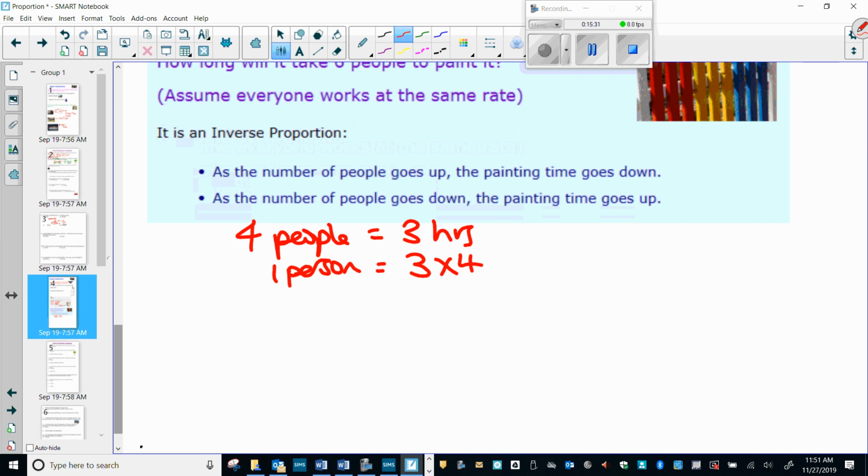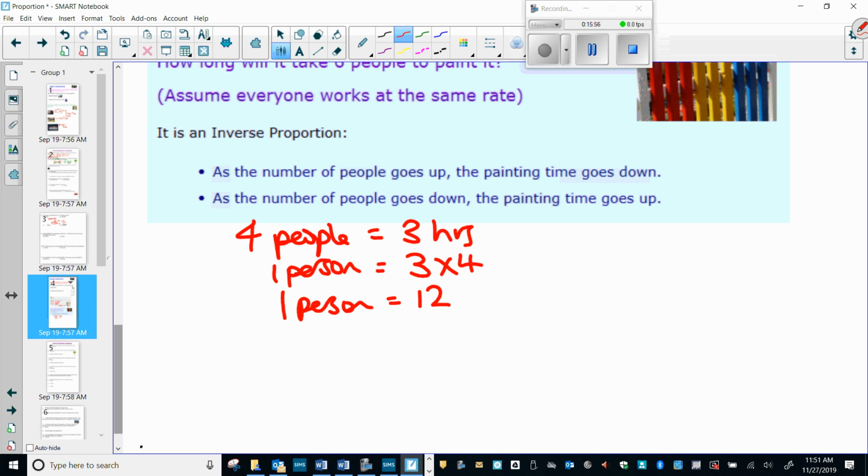Why would you multiply by 4 instead of 6? Because I want to know 1 person. 4 people take 3 hours to do a job. So if 1 person's on their own, they're going to take 3 hours for each of those people. Does that make sense? So 1 person is going to take 12 hours to do the job on their own.